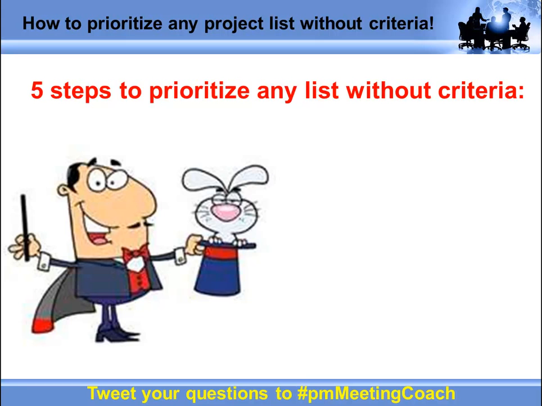So what are the 5 steps? It's like magic. That's why I have a magician on the screen. And the first step is to make an initial project list. Okay, if we're going to prioritize our list or prioritize our portfolio, we have to start with an initial list. So, step one, make an initial project list. Don't be afraid. Don't get bogged down in detail. Just get that initial list, and I'll teach you how to work with it.